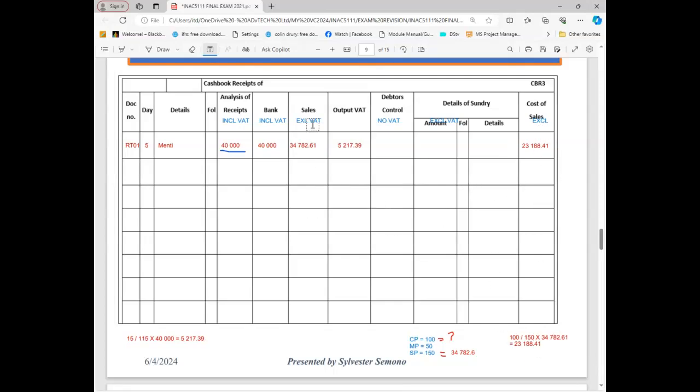So meaning from now on for this question, whenever I calculate cost of sales, I'm going to use 100 over 150 because I don't have to do it again here. But you can still do it again, keep changing the amount here. I hope it makes sense.